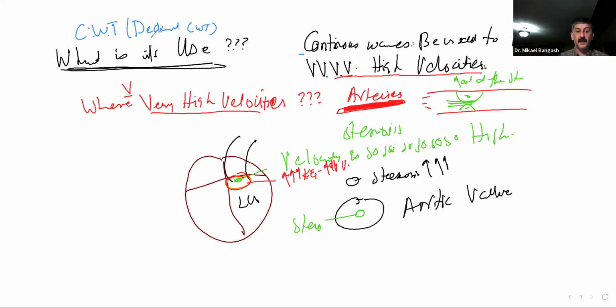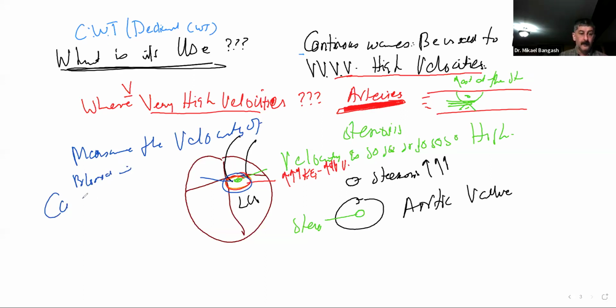So this continuous wave transducer is mainly dedicated for when we need to measure the velocity of blood in case of an aortic stenosis.